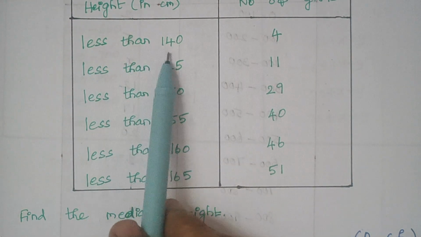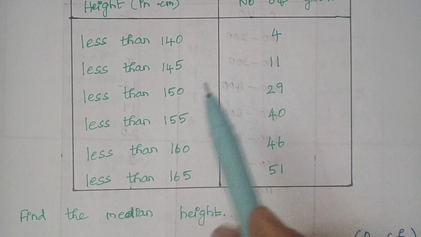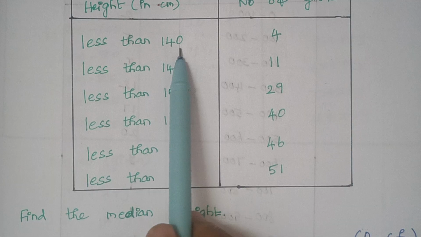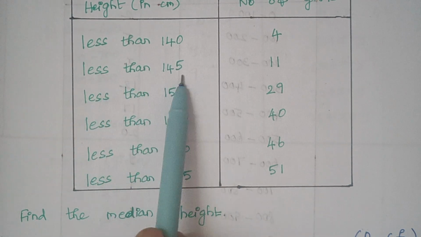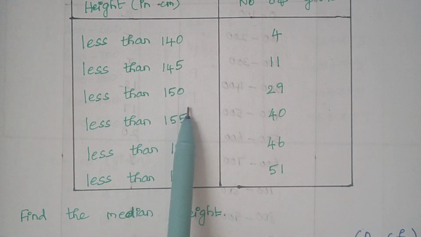The first is less than 140, which I have written as below 140. The next is less than 145. Here the limit is already 140, so this interval is 140 to 145. And again 145 to 150, like that.